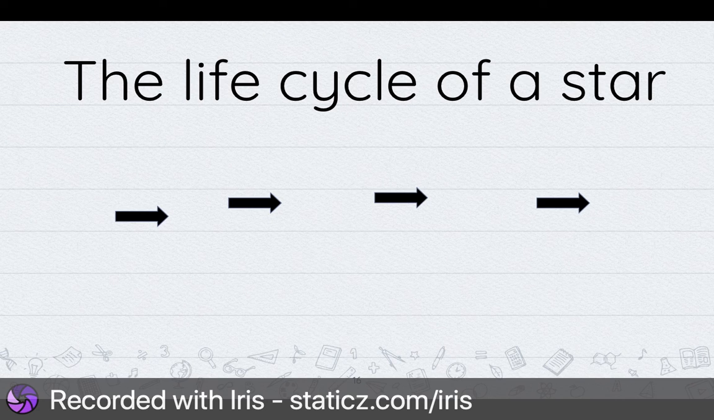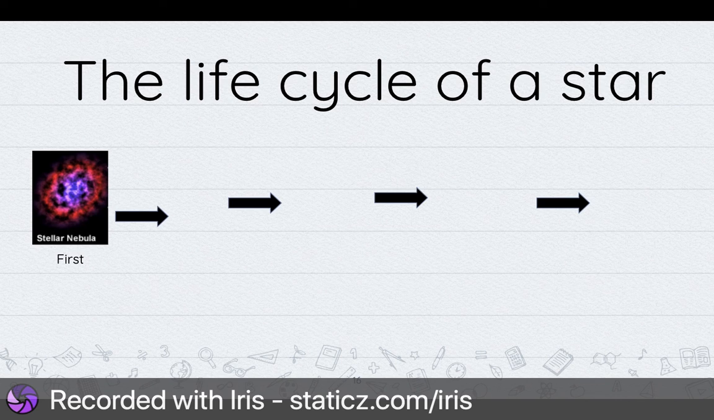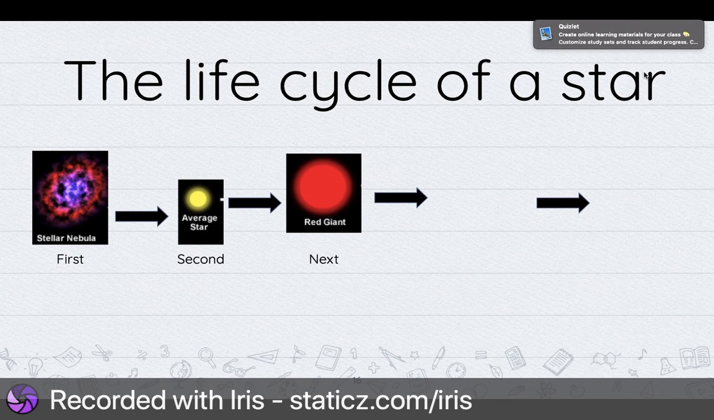Let's review the life cycle of a star. First, stellar nebula. All the gases and pieces are going in. Second, average star. The sun is an average star. This is the longest stage of the life cycle. Next, red giant. This is the average star growing bigger and bigger until it breaks.